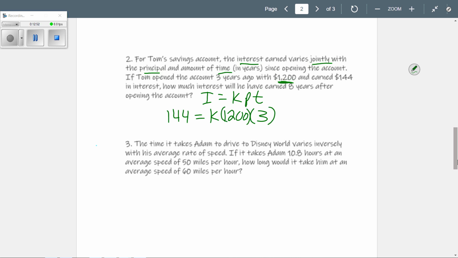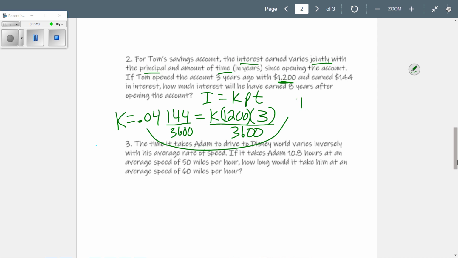1,200 times 3 is 3,600. Okay, so we're going to divide that by 3,600, divided by 3,600. K equals, again, 144 divided by 3,600. Put it in a calculator. 0.04. So that is our K. That's our constant. So now we're going to take K and plug it in with the new numbers.